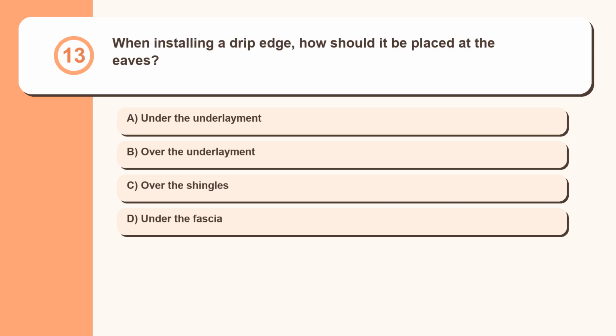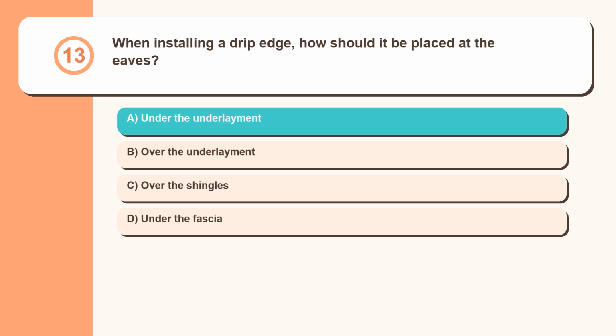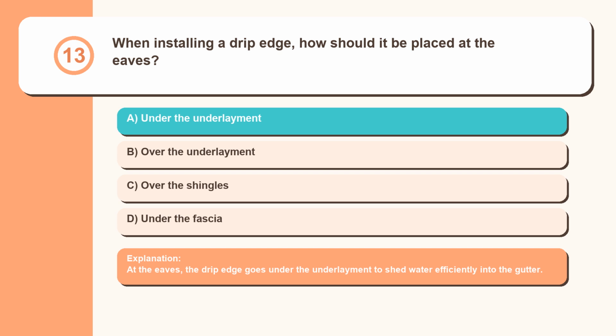Question 13. When installing a drip edge, how should it be placed at the eaves? Under the underlayment, over the underlayment, over the shingles, under the fascia. At the eaves, the drip edge goes under the underlayment to shed water efficiently into the gutter.